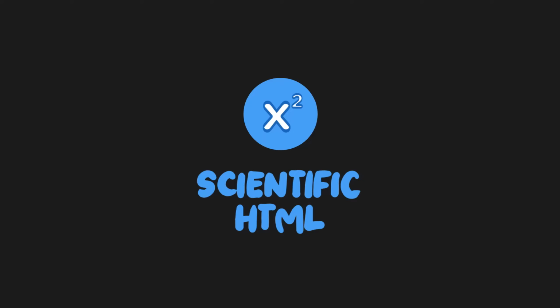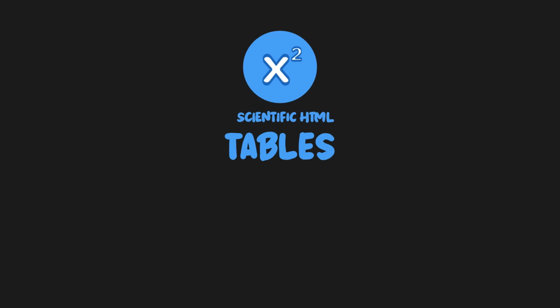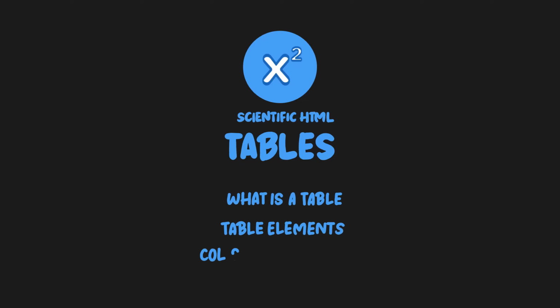So back to the scientific HTML topic. Let's begin by learning how to organize and display data effectively on a web page using HTML tables. We'll be discussing what is a table, table elements, colspan and rowspan, and the evolution of layouts.